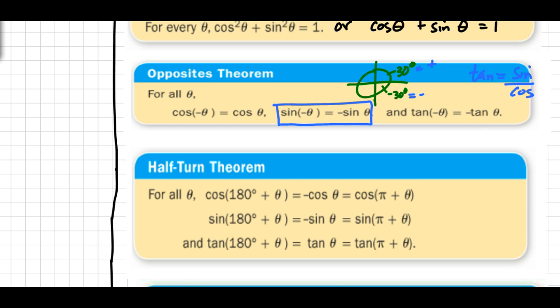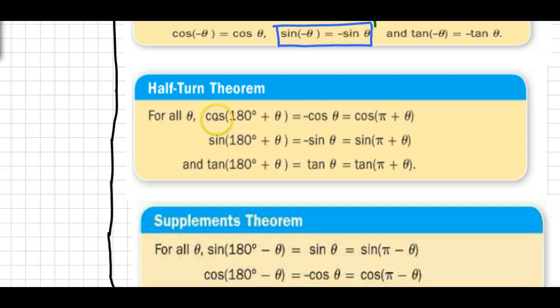For the half-turn theorem, notice that they are doing the cosine and the sine, or excuse me, the cosine with degrees, and then they also do it with radians. So know that you can work these theorems in either case.